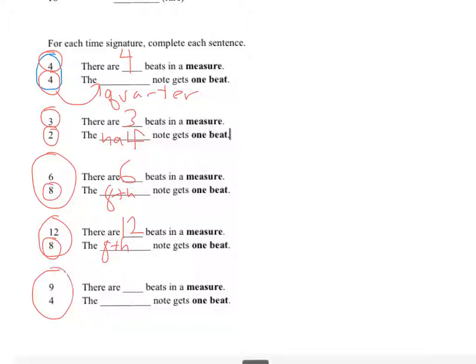For our final example, in 9/4, there are how many beats in a measure? The top number is 9, so the answer is 9. What kind of note gets one beat? The bottom number is 4, so the answer is the quarter note.